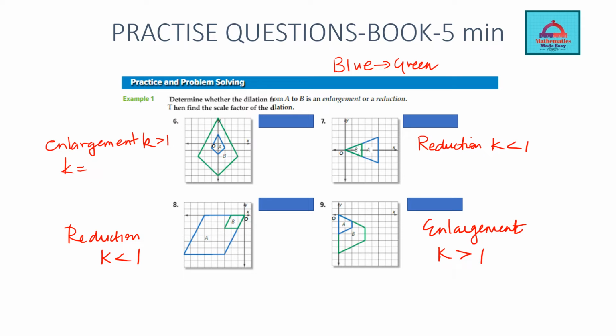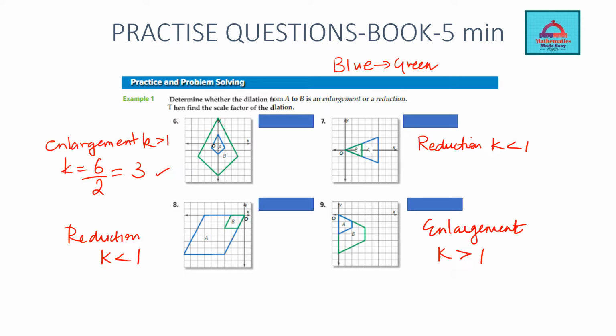So for scale factor, it is image divided by original. So the image is this. Let's count 1, 2, 3, 4, 5, 6, divided by the original. So it is 1 and 2. So this is 3. So the scale factor is 3 here. Let's do the same thing here.